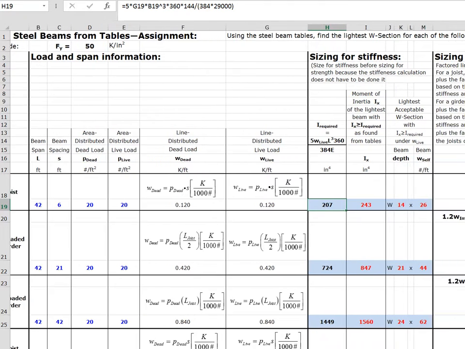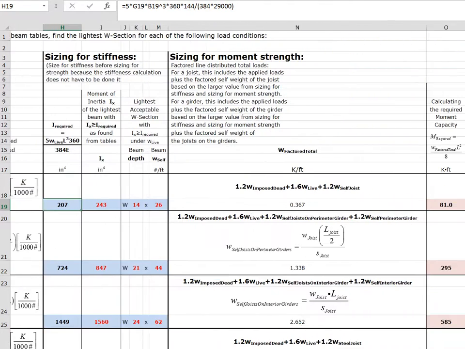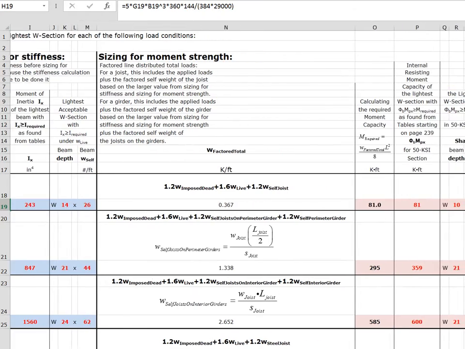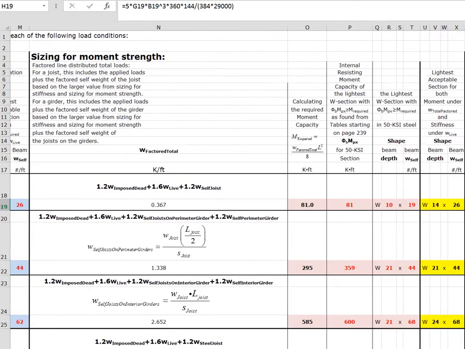So now I'm going to scroll over in our spreadsheet. And I'm going to just keep these numbers right there. 26 pounds per foot, 44 pounds per foot, 62 pounds per foot, which was the outcome of our sizing for stiffness. And now we're going to size for moment strength. So rather than read all this text, we'll go down and take some examples.